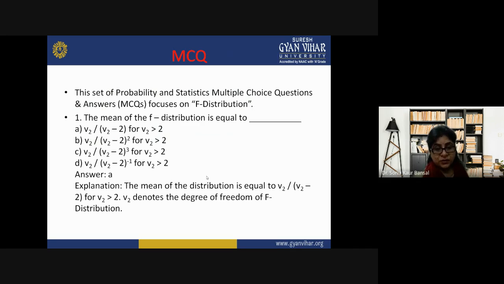There are four options, A, B, C, D given. The answer is option A, and the explanation is that the mean of the distribution is equal to V2 divided by V2 minus 2, for V2 greater than 2, where V2 denotes the degree of freedom of the F distribution.